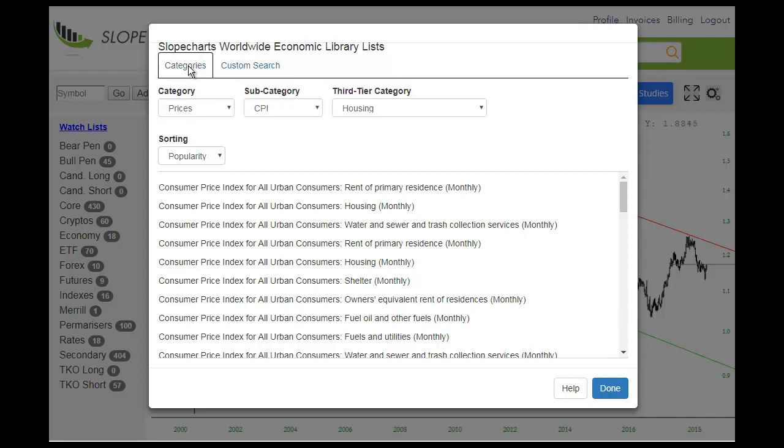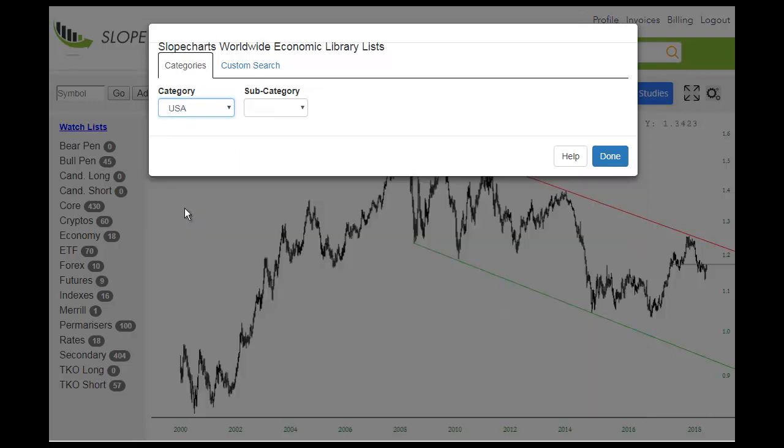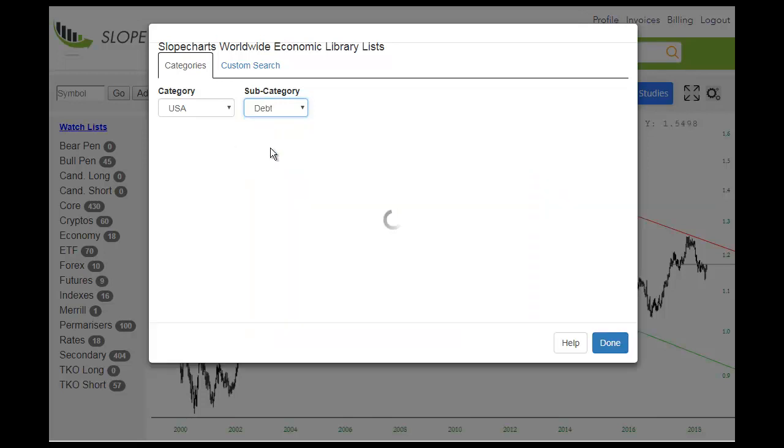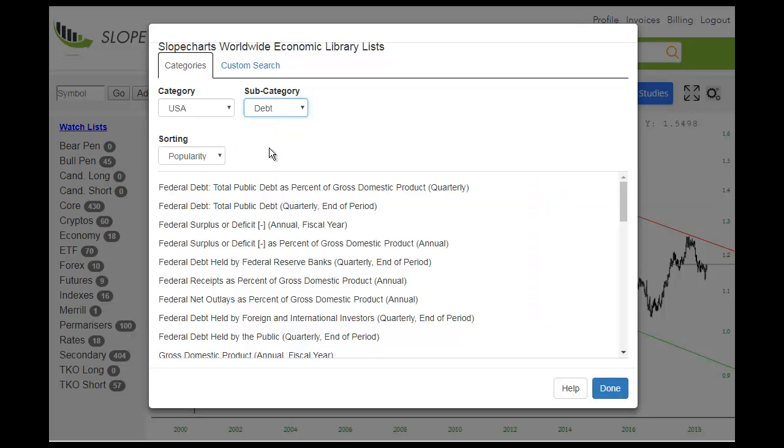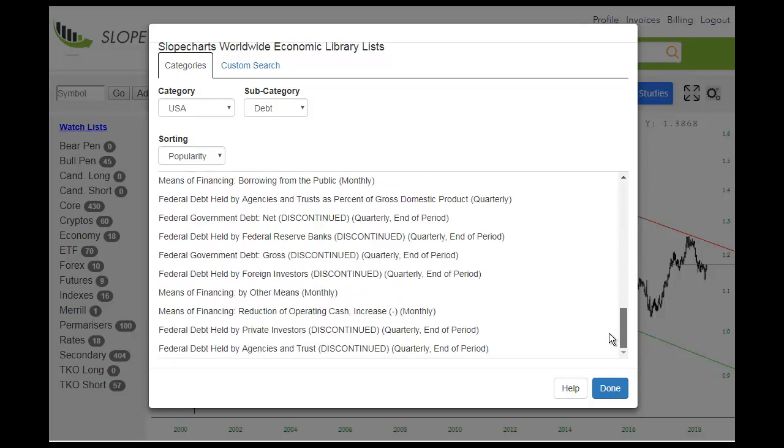Now the category allows you to drill through as many as 3 different drop downs to find the information you would like. First category is very broad, and so I could choose, for example, here USA. Then the subcategory shows you the choices from within the first category, so I'll take debt. And in this case, it's not necessary to show a third category. It displays in order of popularity, although you can also sort by name if you want, the various data offerings. And so you can see here there's several dozen.